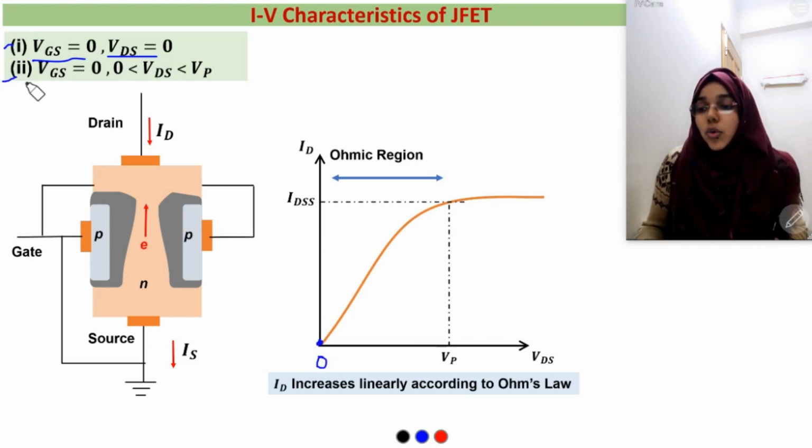Now, in case 2, if we keep increasing VDS, which is smaller than the pinch off voltage Vp, what will happen? Then ID increases in a linear manner following Ohm's law. That's why this region up to Vp, we can call it the ohmic region.